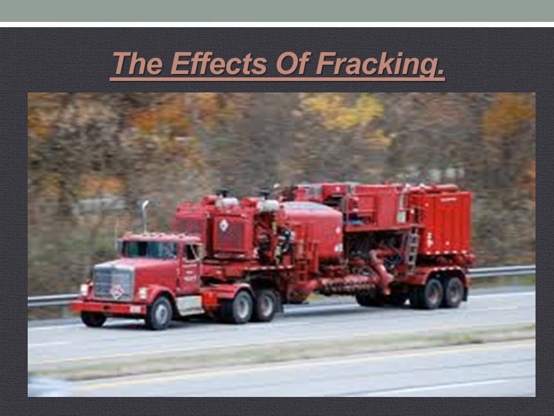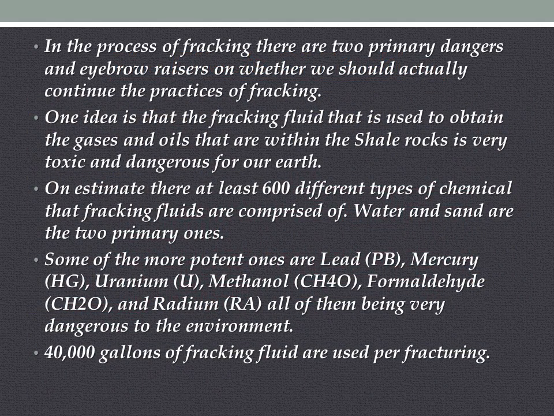The effects of fracking. In the process of fracking, there are two primary dangers and eyebrow raisers on whether we should actually continue the practices of fracking. One idea is that the fracking fluid that is used to obtain the gases and oils that are within the shale rocks is very toxic and dangerous for our Earth. On estimate, there are at least 600 different types of chemicals that fracking fluids are comprised of. Water and sand are two primary ones. Some of the more potent ones are lead, mercury, uranium, methanol, formaldehyde, and radium, all of them being very dangerous to the environment. 40,000 gallons of fracking fluid are used per fracturing.